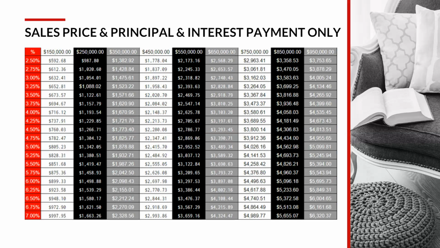Now the next column, same principle. Say you were looking to spend $450,000 and your interest rate was 2.5%. Then you would go to the 2.5% column and hover over to 450, and the payment is $17.78 and 4 cents. Keep in mind, this is only principal and interest. Nothing else is included in this payment.